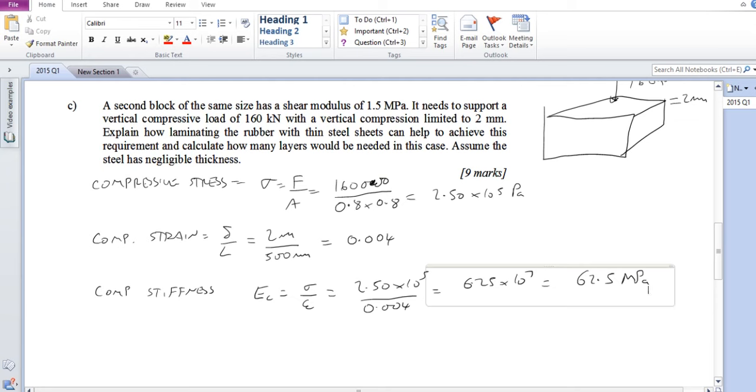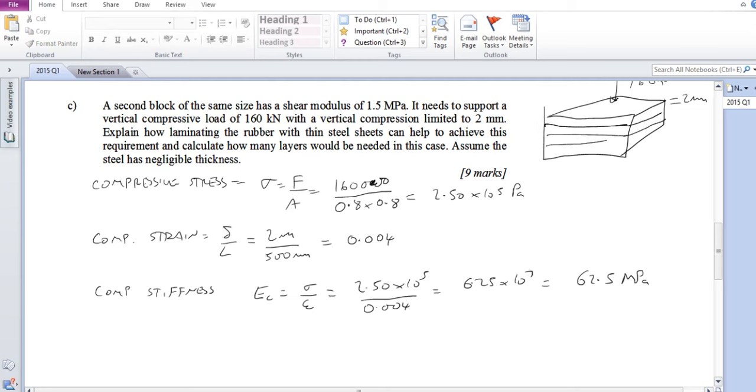And the way that we'll do that is to use the fact that we can use laminations. Now this question also asks for a descriptive part as to how laminating the rubber can help to achieve a high stiffness. I'm not going to cover that in this video example because it's covered in the Word document. So again, have a look at that as well.